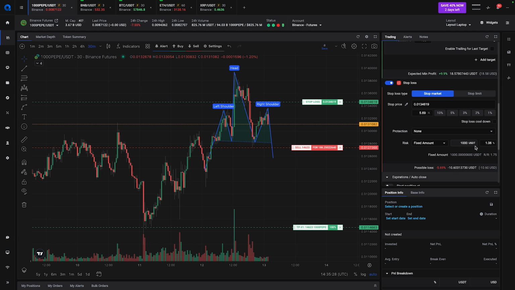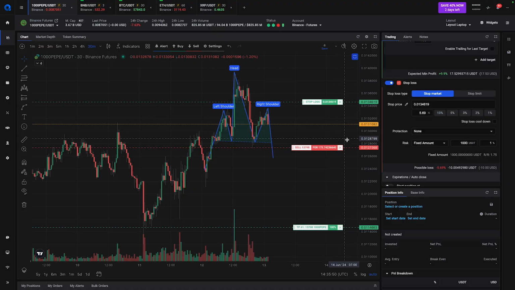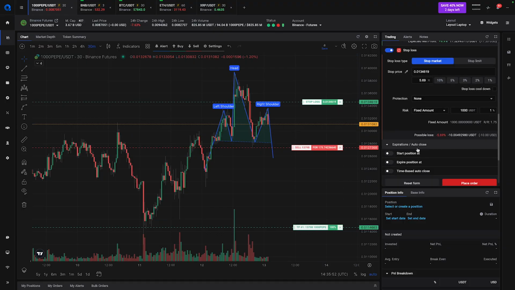Now let's say that I want to risk 1% of $1,000. I can go over to the risk part, type in 1,000 and set it to 1%. This will automatically adjust my size based on the stop loss percentage. Now if I were to place this on the exchange, the order would execute immediately, which is not what we want. So we need to add the start position at.